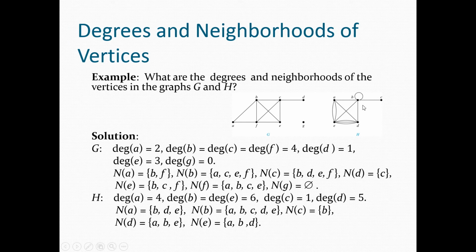Now in H, there is a loop, okay? So let's find out the degree of B. B is adjacent to A, B is adjacent to D, B is adjacent to C, and B is adjacent to E as well. So apart from this loop, B has 1, 2, 3, 4 neighbors, right? Because of this loop, we'll add 2, so the total is 6, so degree of B is 6, right?